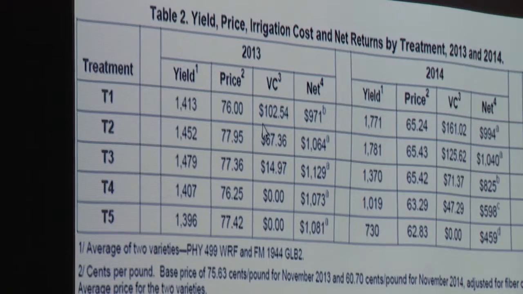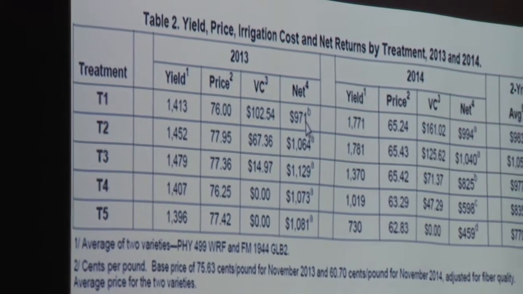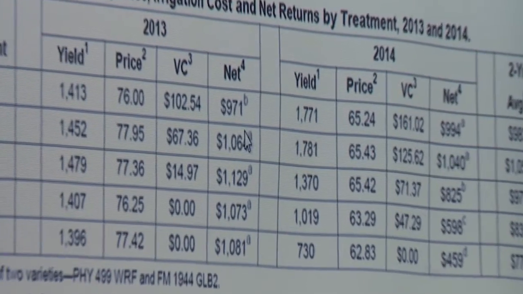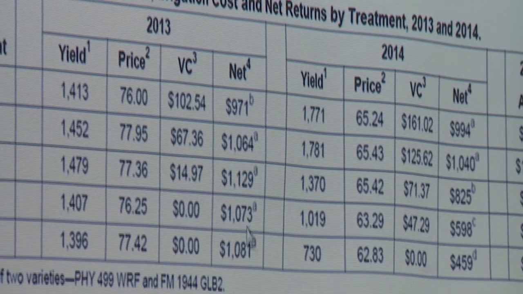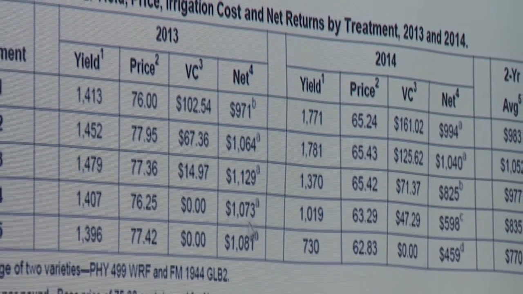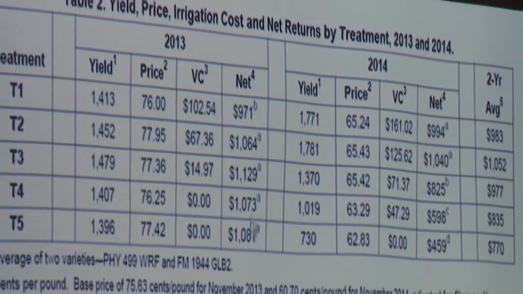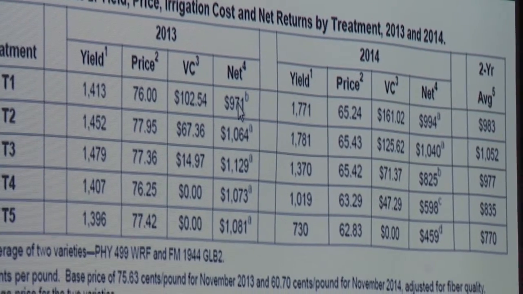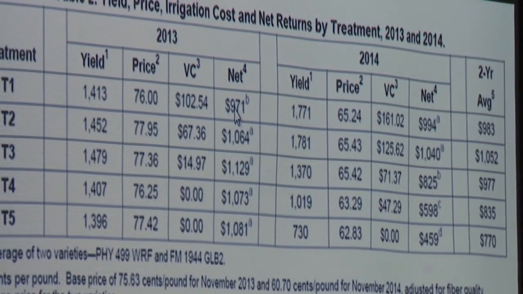All right? Net returns, here's what I want to point out. In terms of net returns, none of these treatments were different. Treatment 2 was not significantly different from any of the other treatments. It would have cost a grower money to irrigate based on the checkbook approach that year compared to what we did, okay? So it was not our highest net return.